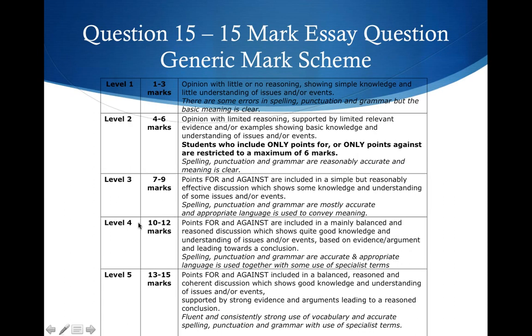Now I'm going to go straight to looking at level 5 here, because this is an additional level compared to Unit 1. So what we need to do really to write an excellent essay is we need to be having points for and against. Now the key word that features here is balance, so making sure that if you've got 3 arguments for, you've got 3 arguments against. Or if you've got 4 arguments for, you have 4 arguments against.